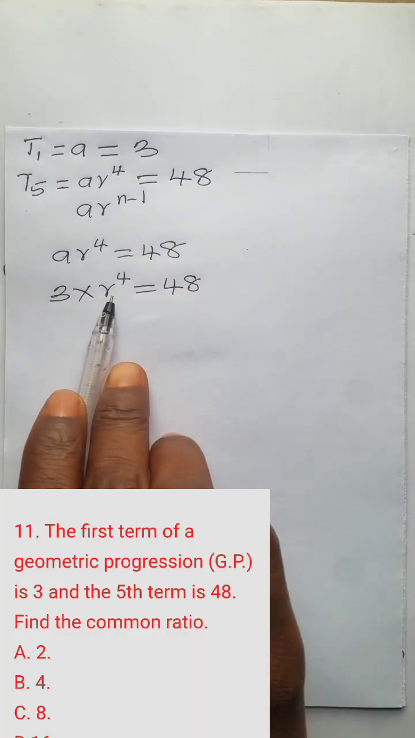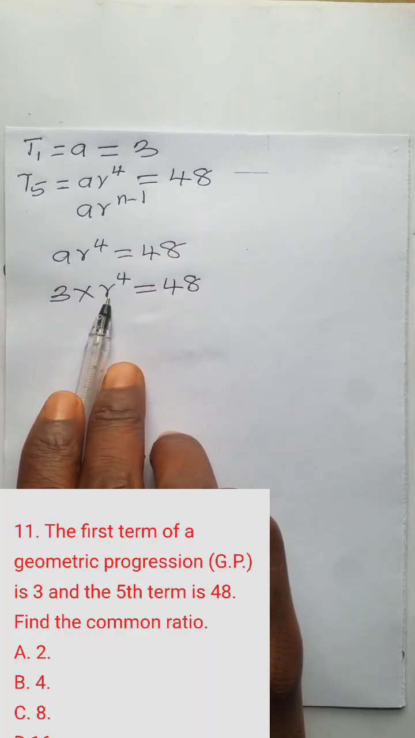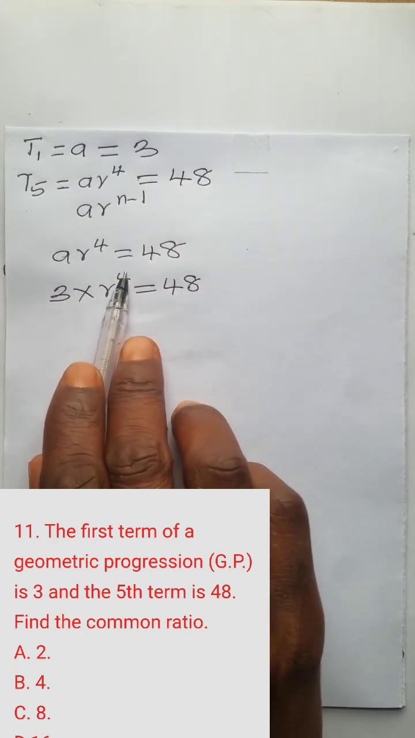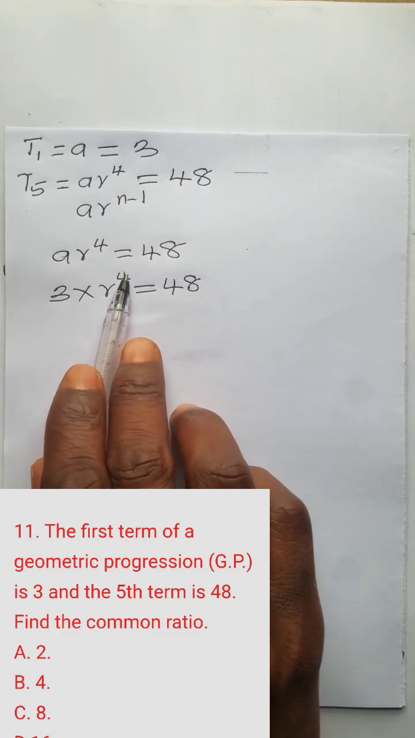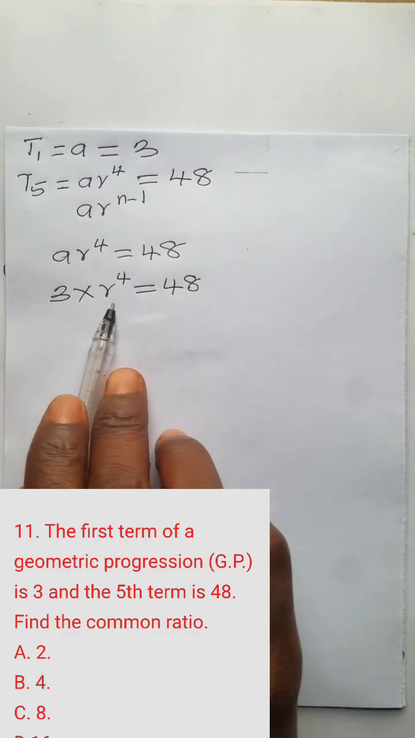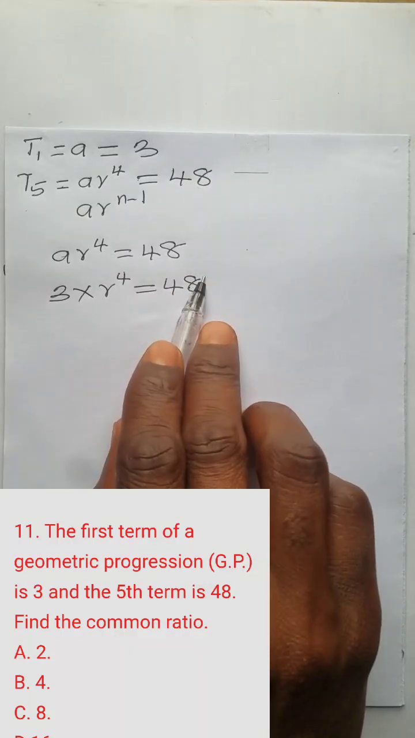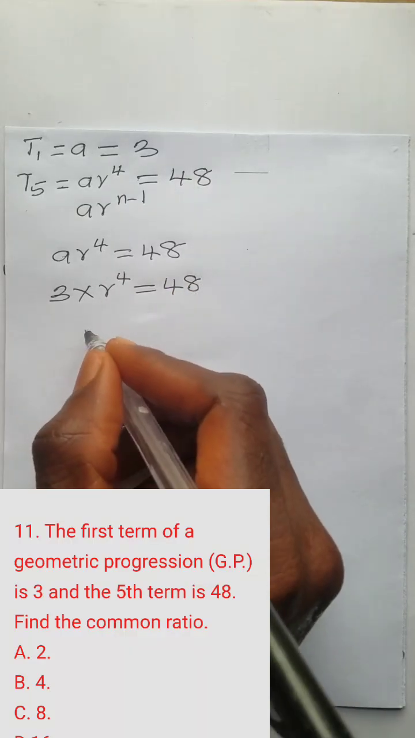Now the next thing is I want to make R stand alone. We call it making R the subject of the formula. So 3 is here and 4 is here. Which one do we take out first? Power of 4 is a stronger bond than multiplication, so multiplication goes first. Students make the mistake of trying to solve this first. Please, that is the wrong order.